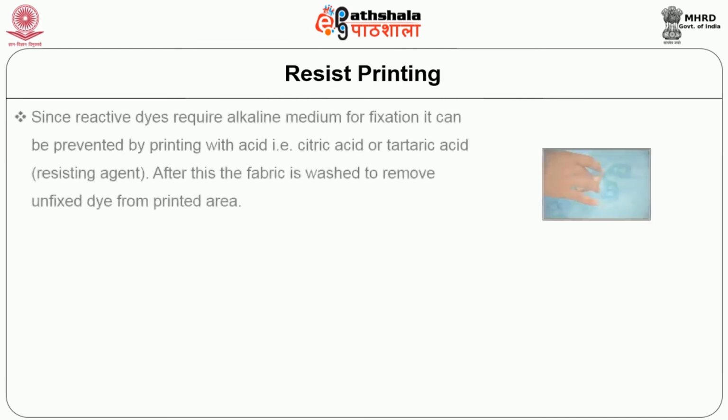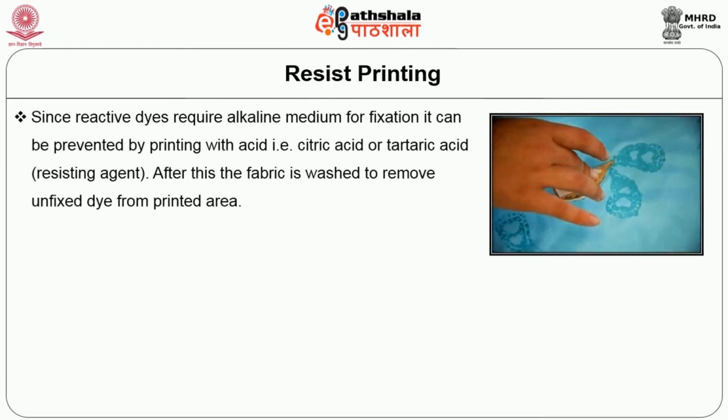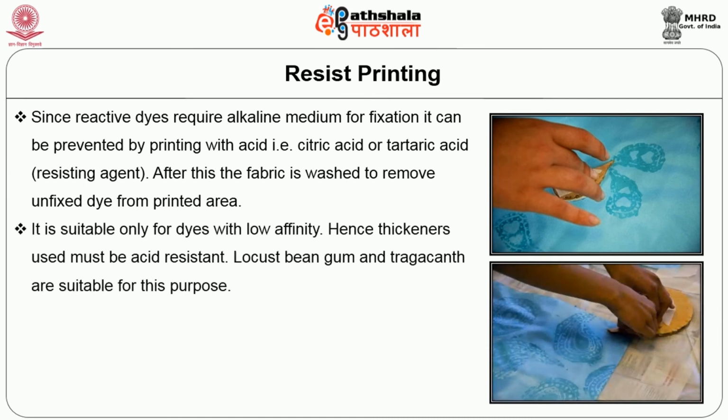Resist printing. Since reactive dyes require an alkaline medium for fixation, it can be prevented by printing with acid, that is citric acid or tartaric acid. After this, the fabric is washed to remove unfixed dye from the printed area. It is suitable only for dyes with low affinity. Hence, thickeners used must be acid resistant. Locust bean gum and tragacanth are suitable for this purpose.